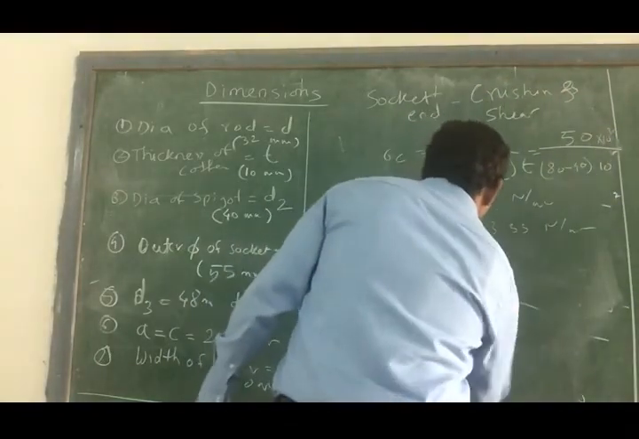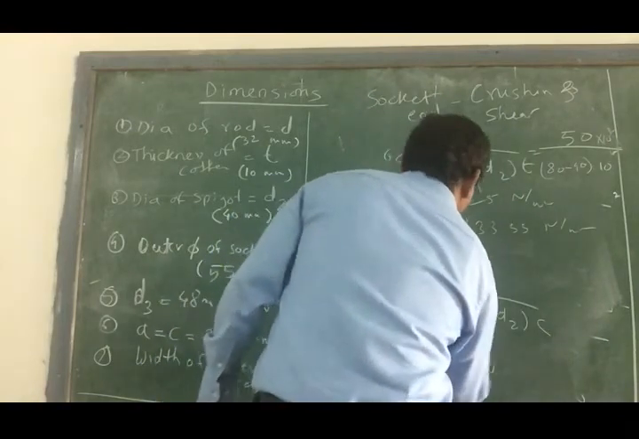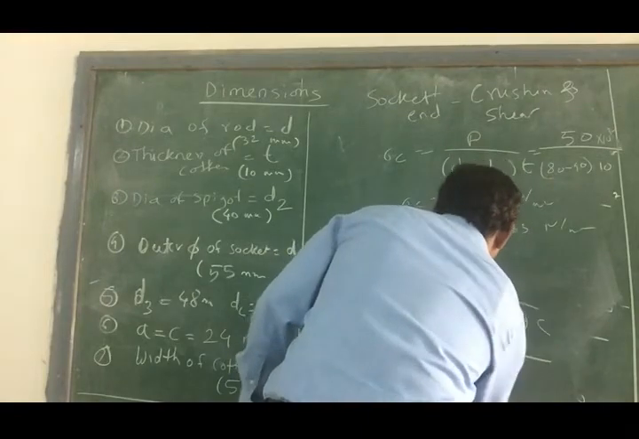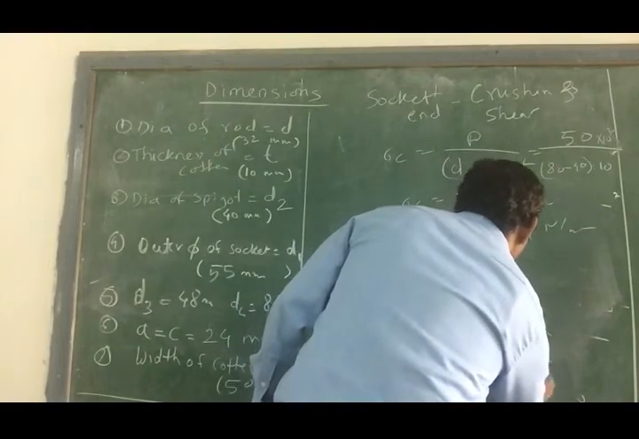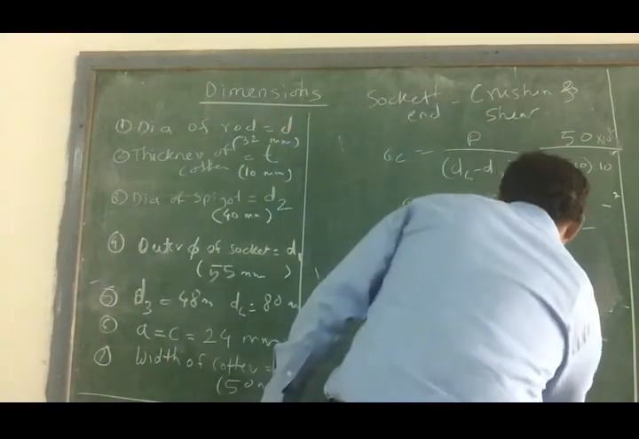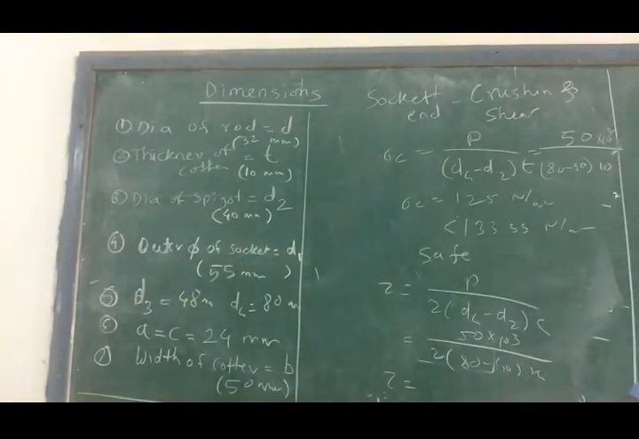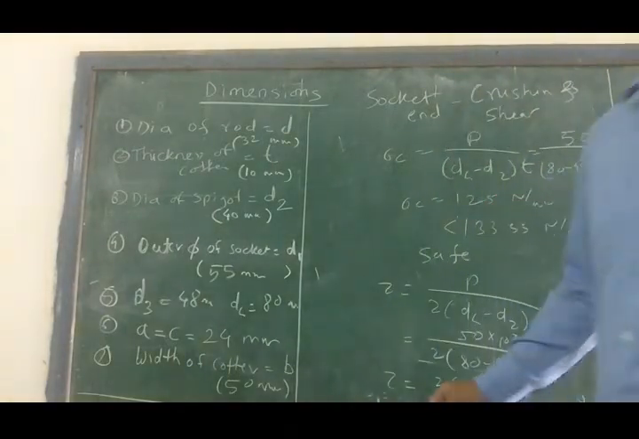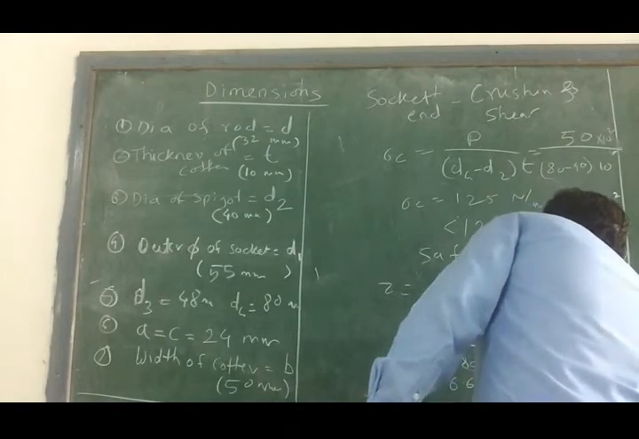So similarly, tau is P upon 2 (d4 minus d2) into c. This is tau. Put the values. 50 into 10 raised to 3 upon 2 into (d4, 80 minus 40) into c, 24. So what is the tau we get? With this calculation we will get tau as 26.64, which is less than the limiting stress, which was 33, right? So it is less than 33.33 Newton per mm square.